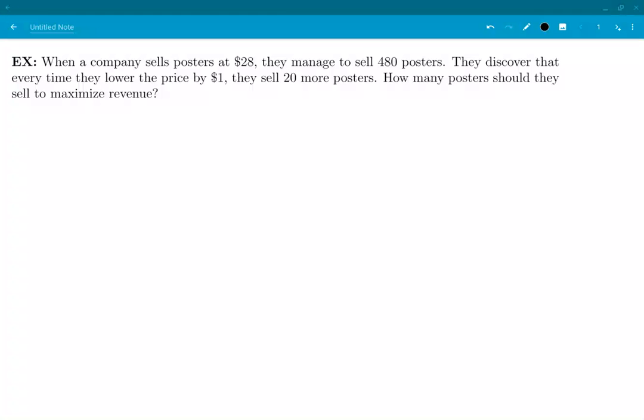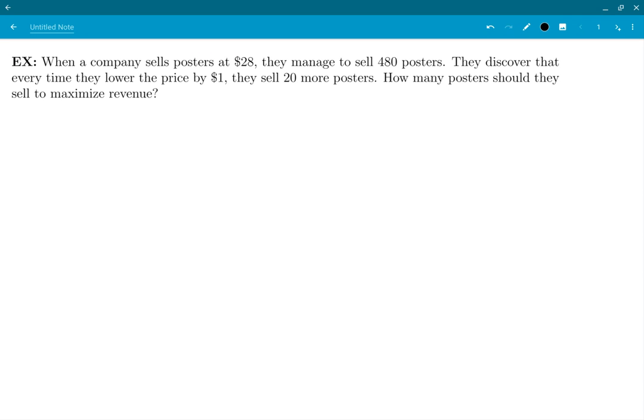Okay, so economics question. I want to maximize revenue, so I'm going to be doing a derivative of a revenue function. I need to find revenue at some point, but let's first of all talk about the demand for these posters.